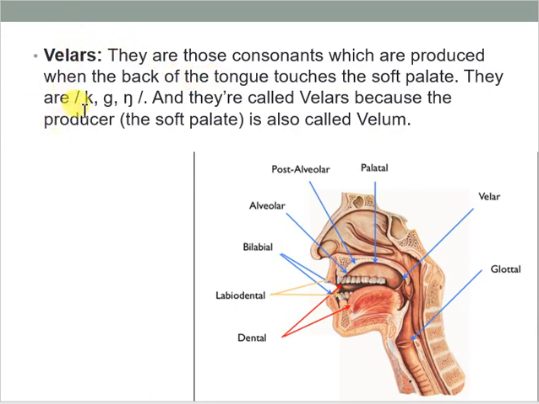They are the k, g sounds. If you notice and repeat with me, you will notice that the back of your tongue touches your alveolar ridge when you want to produce these sounds.